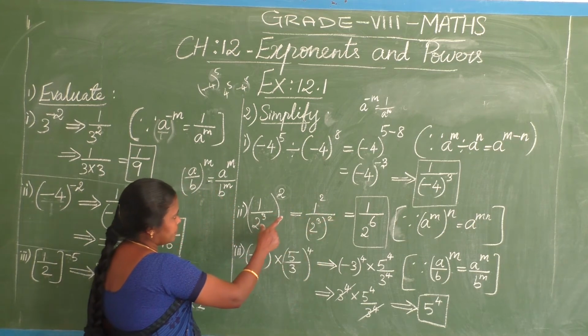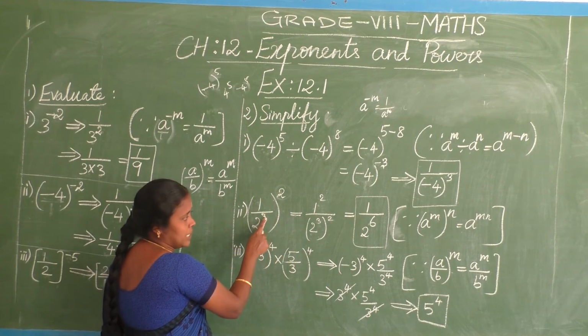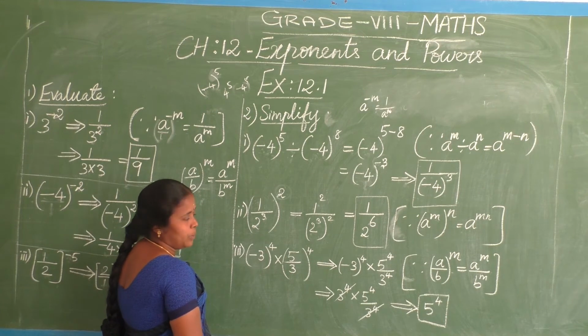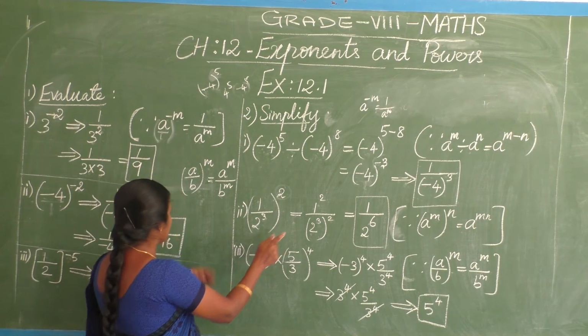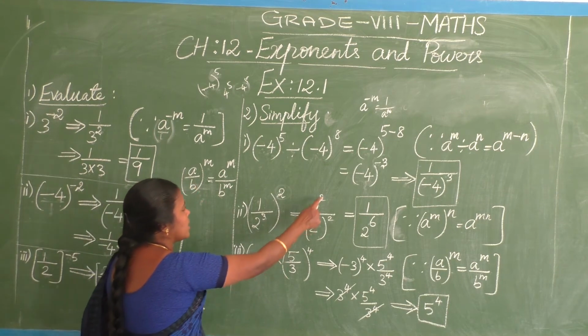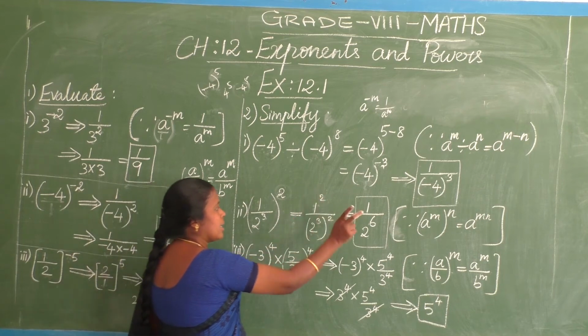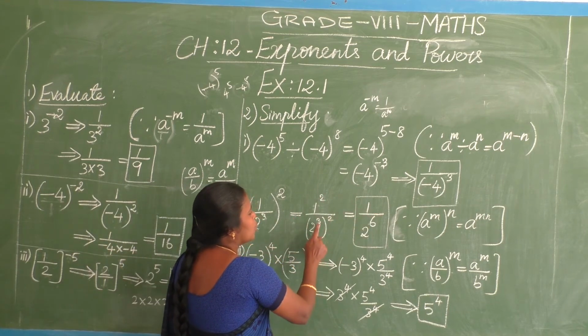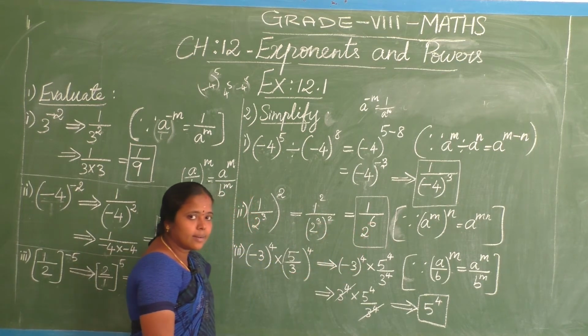Clear? See what I actually did? Power of a power is there, so that formula we have to use. 1 by 2 cube the whole square can be written as 1 square by 2 cube the whole square. 1 square as it is, 1. 2 cube the whole square means 2 powers are coming. At that time both can be multiplied. So 2 power 6. Clear?